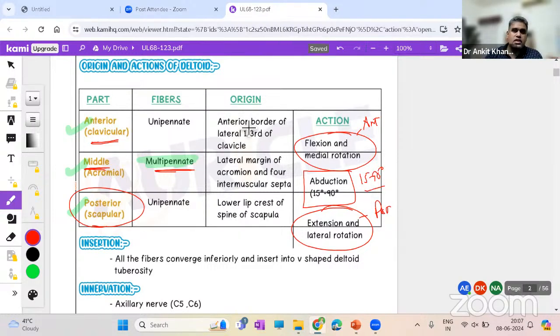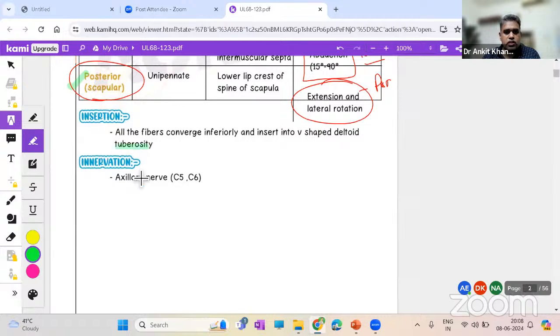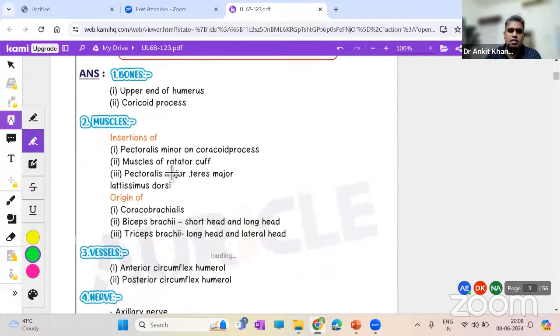The nerve supply to the deltoid we'll see lower down, but we should also know that it is the axillary nerve, coming from the posterior cord of the brachial plexus. Okay, fair enough. Insertion: we all know it inserts into the humerus. Innervation, as I told you, is the axillary nerve.